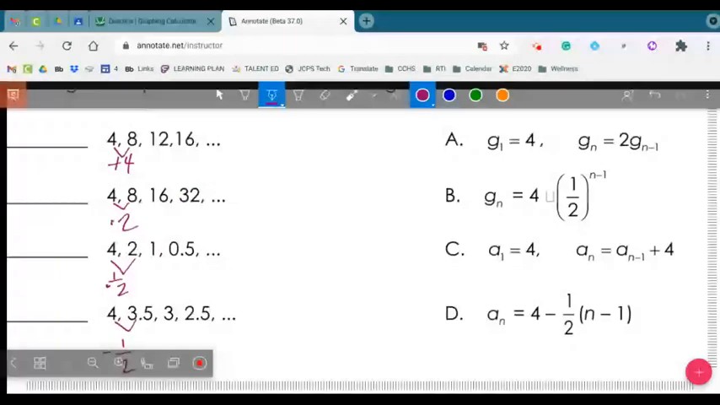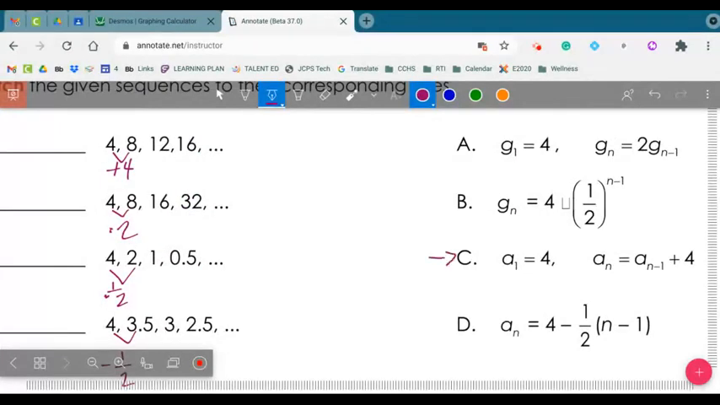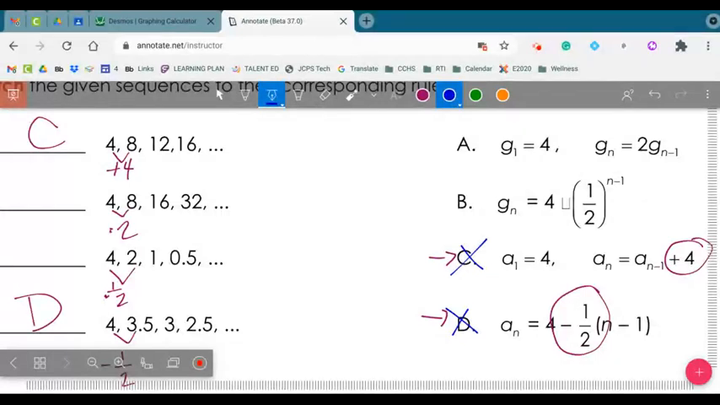So the first one, if we're adding 4, it has to be arithmetic, so C or D. This one we're adding 4, this one we're subtracting 1/2. So this one has to be C. Our other arithmetic one was the one at the bottom, so this one would have to be D. And this one we're multiplying by 2. This one's 1/2, so this would have to be A, and then this one would have to be B.